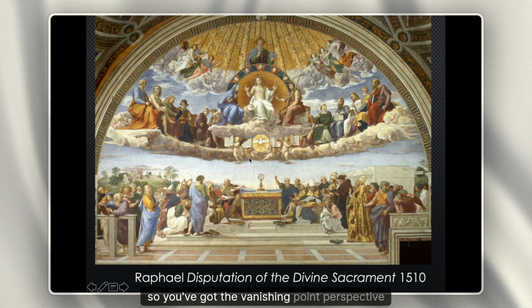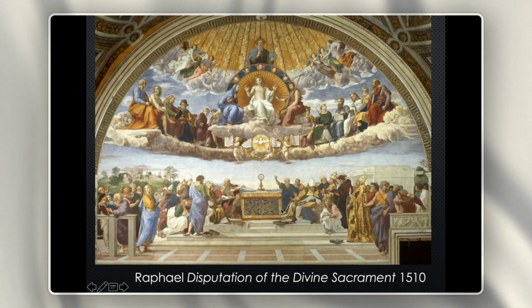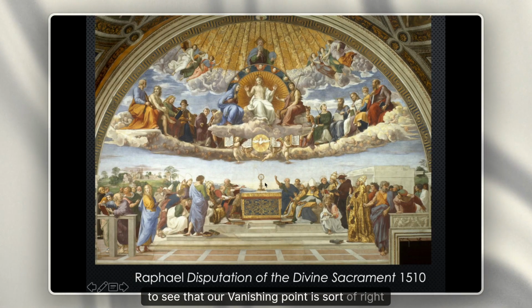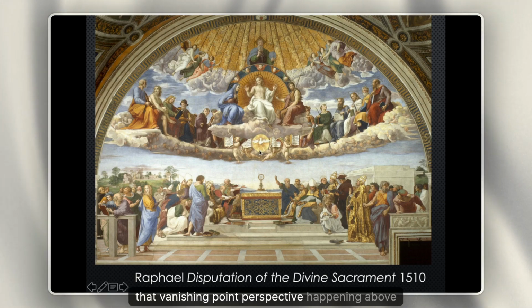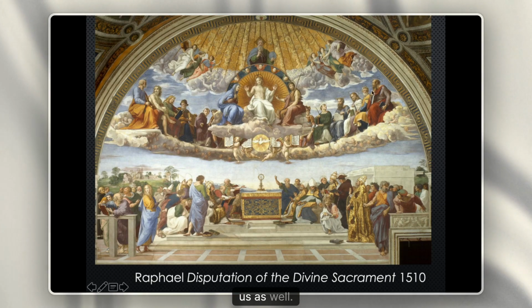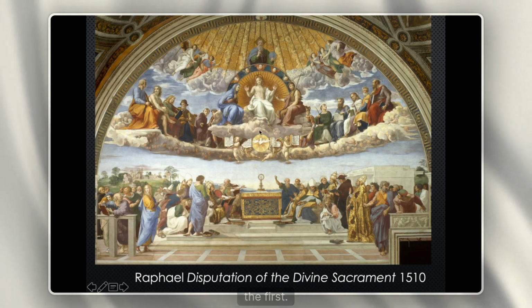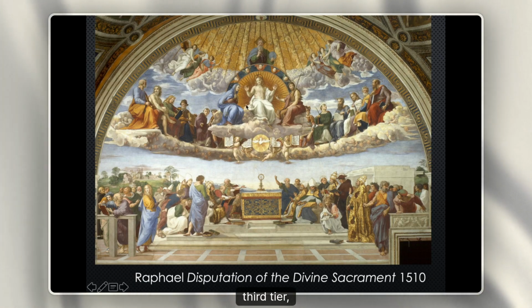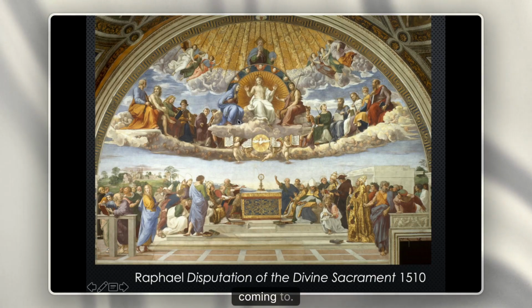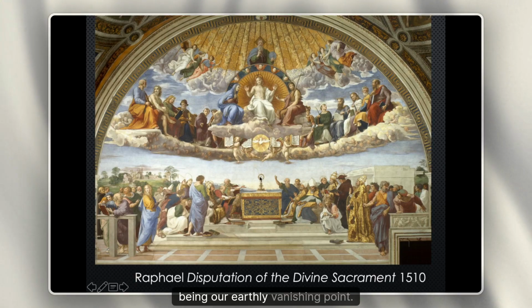So you've got the vanishing point perspective here. You could follow the orthogonals with a ruler to see that our vanishing point is sort of right here behind the altar with the Holy Sacrament. And then you can see we've got that vanishing point perspective happening above us as well. And that secondary vanishing point is right above the first. Here we also have some work towards a vanishing point on a third tier that we are coming to. So we've got the altar with the Holy Sacrament being our earthly vanishing point.